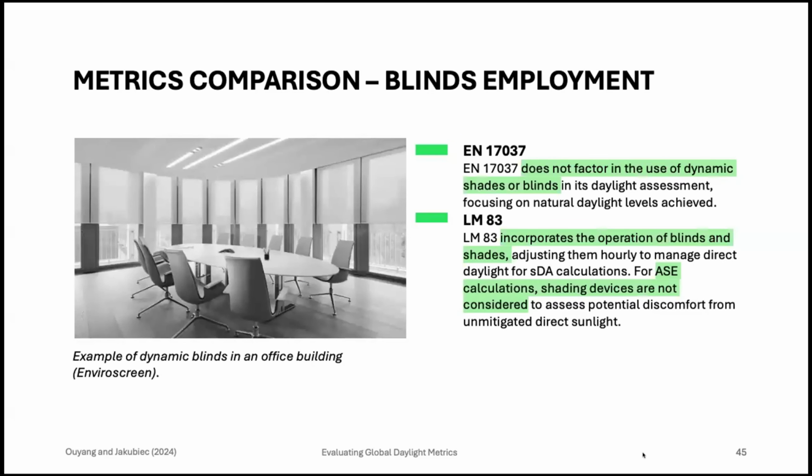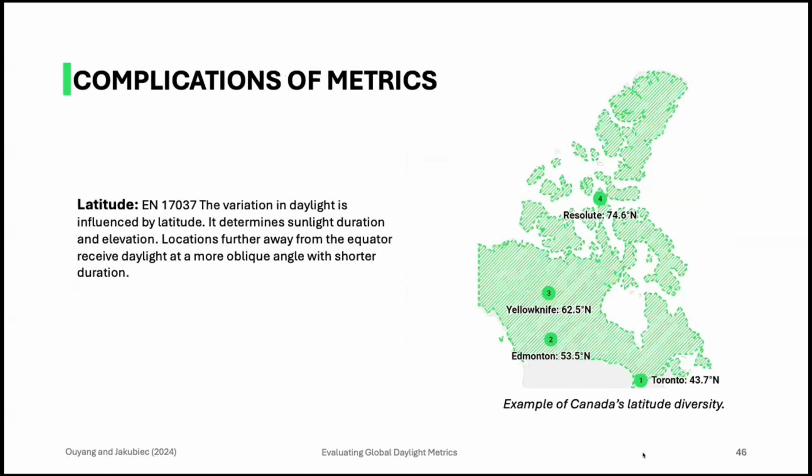EN 17037 does not factor in the use of shades or blinds in the daylight assessment. In contrast, LM83 incorporates the operation of blinds and shades, adjusting them hourly to manage direct daylight, for SDA calculations. The ASE metric under LM83 does not consider shading devices, to assess potential glare.